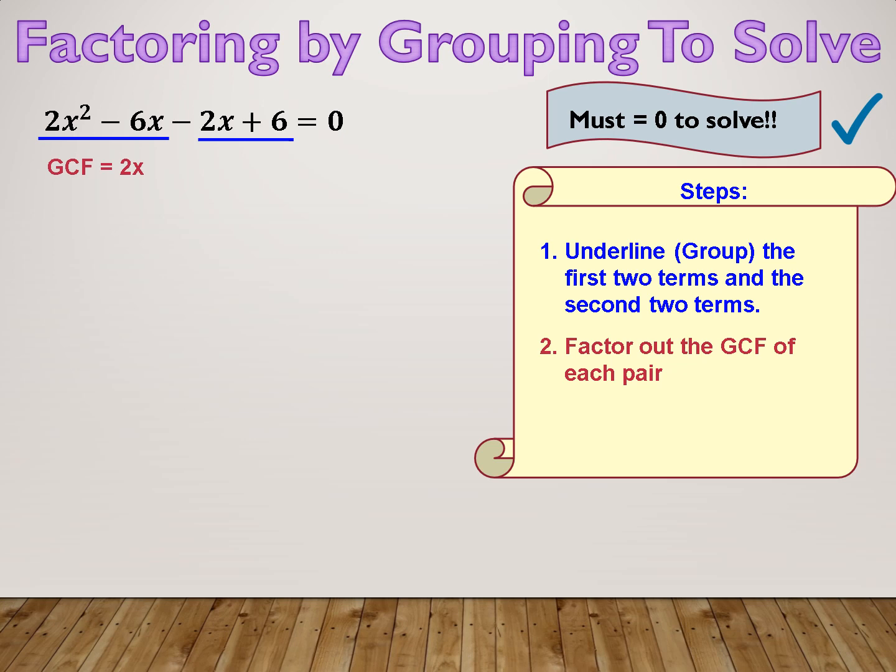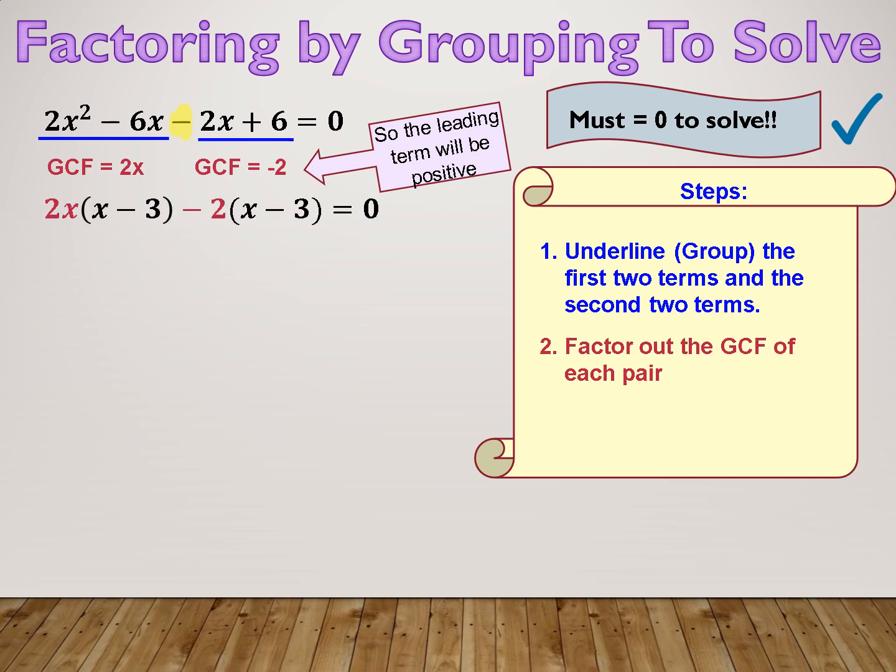But be careful here. If the term right in front of the second pairing is negative, you want to pull out a negative 2. So if there is a subtraction sign separating the first pair from the second pair, you want to make sure that your GCF is negative because you always want your leading term to be positive. So I'm going to factor out a negative 2. Again, remember, we're pulling out a negative GCF this time because we want our leading term to be positive.